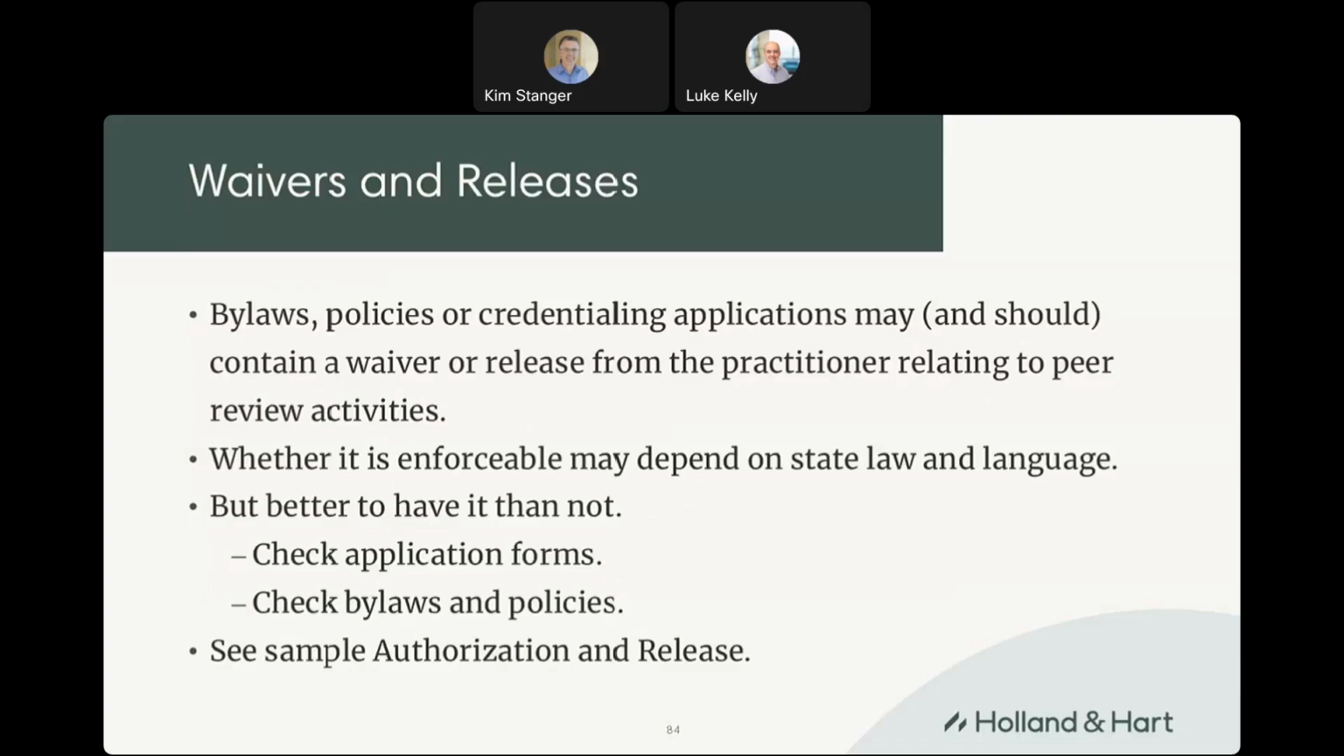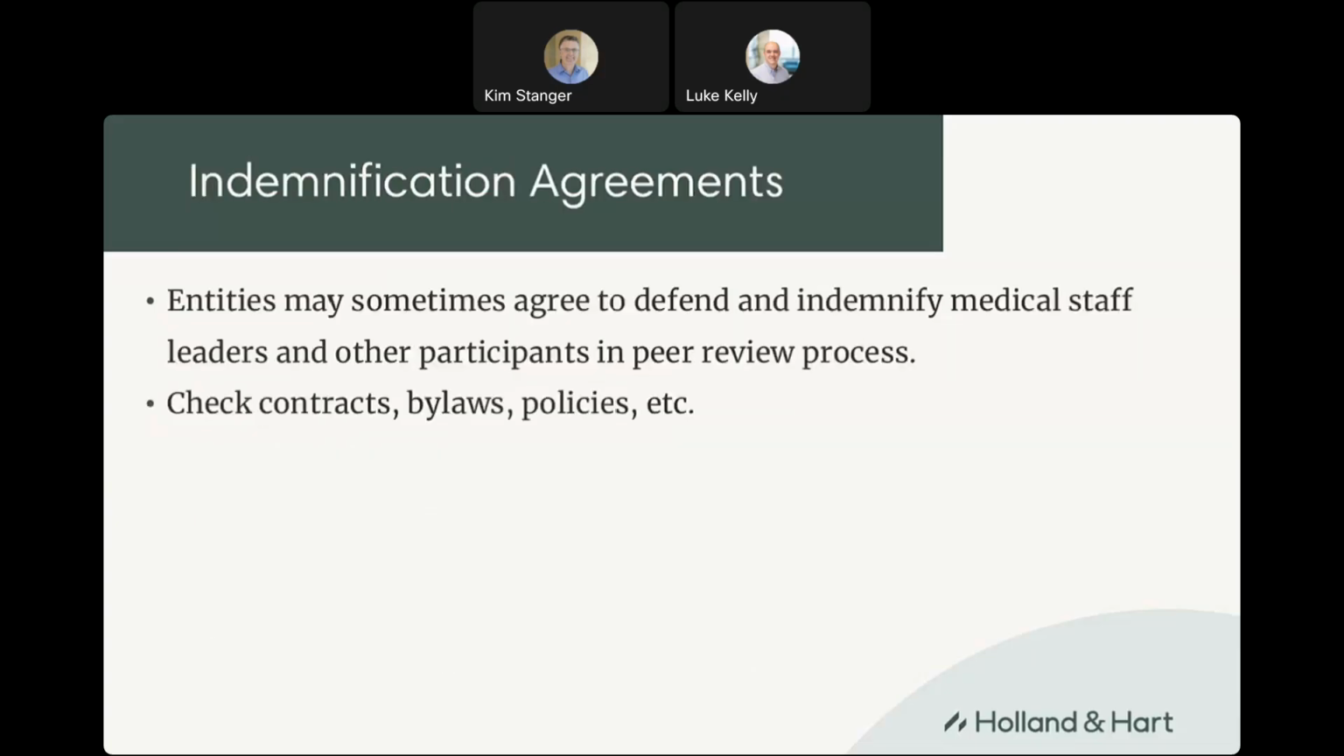In addition, it's a good idea, as part of your applications process, to get waivers or releases from the providers, that they waive and release you from any liability arising out of the credentialing process. Those may or may not be enforceable, but you're better off having them signed if you've got it. I've given you in the materials I provided a sample agreement that you might consider.